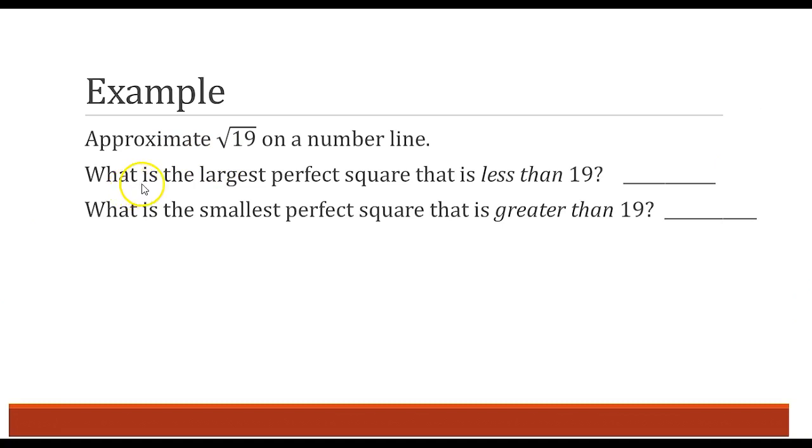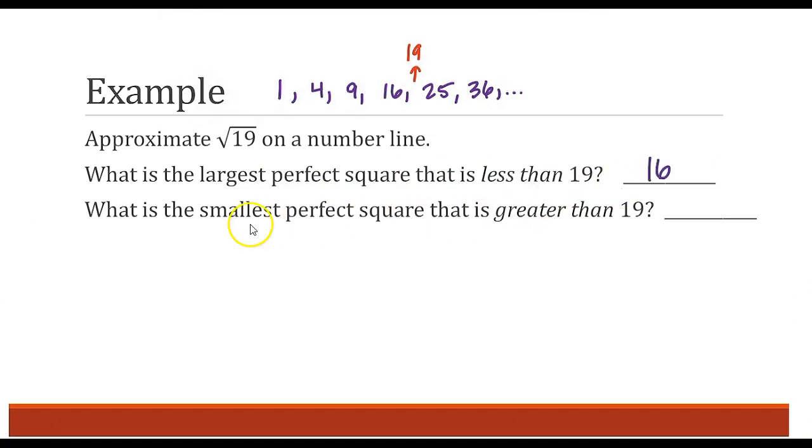So to get started, let's think about what is the largest perfect square that is less than 19. Let's remember our list of perfect squares. We have 1, 4, 9, 16, 25, 36, and I'll just put ... So 19 fits right here, in between 16 and 25. So the largest perfect square less than 19 would be 16.